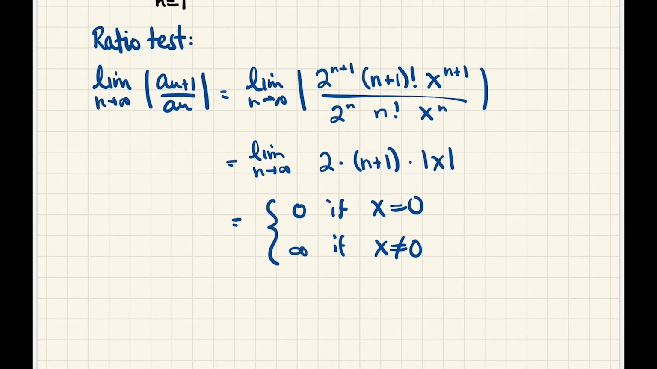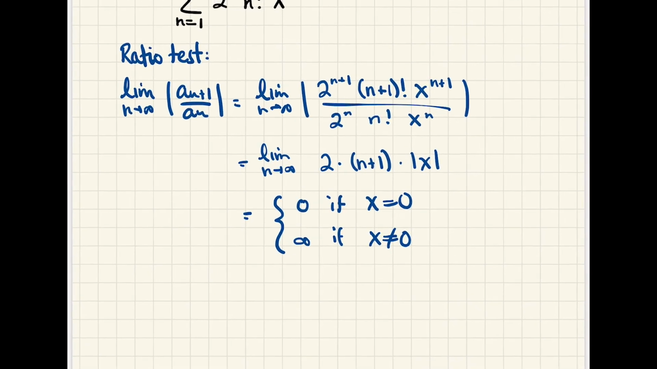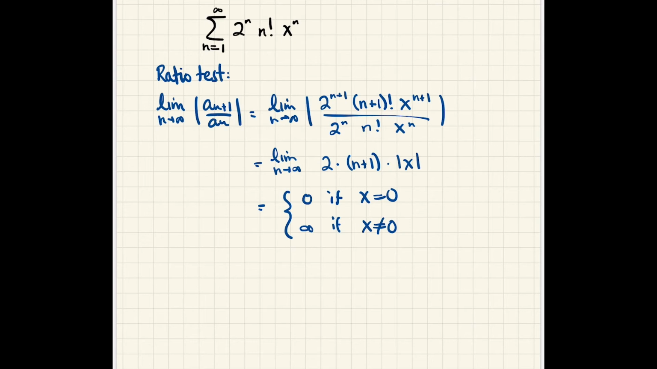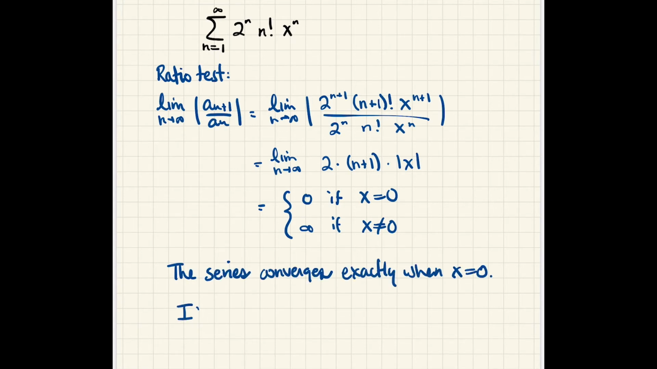Okay, so the only situation where the ratio test evaluates to a ratio that is less than 1 would be in the singleton case where x is equal to 0. This means that this series only converges exactly if x equals 0. Okay, so that means that the interval of convergence is the interval starting at 0 and ending at 0, and of course we need brackets here to indicate that we include 0.